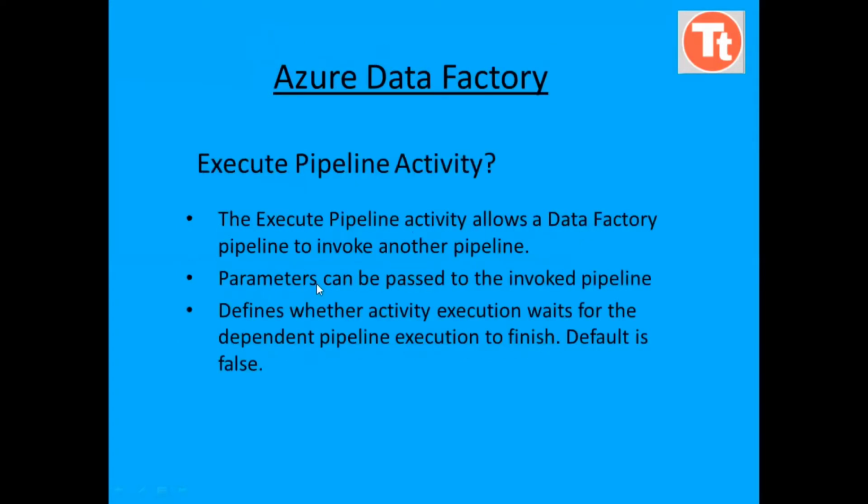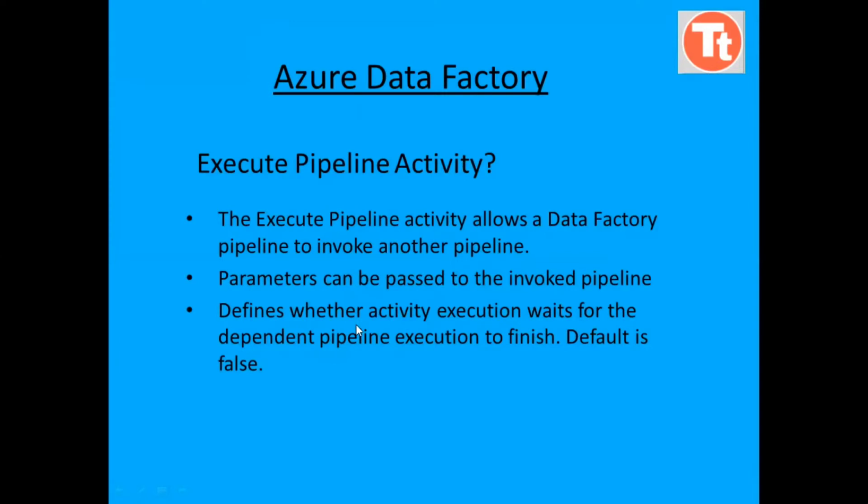What is execute pipeline activity? Basically this activity is to invoke another pipeline. Suppose you have a master pipeline and you have a child pipeline. Using this activity, as a master pipeline, you can invoke your child pipeline. Parameters can be passed to the invoked pipeline. Suppose your child pipeline has any parameter, you can pass it through the execute pipeline, that is, the master pipeline.